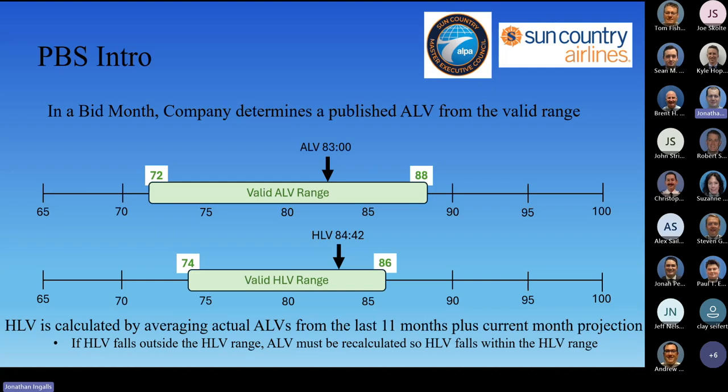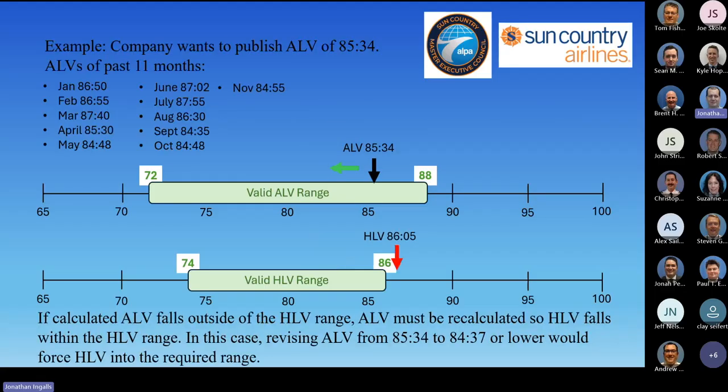Inside of that, however, is an even tighter historic line value. Think of that as the governor, and that's between 74 and 86 hours. That's to say that the airline can't just run us at 88, 88, 88, 88 all the time, or 72, 72, 72 all the time. It forces that if you're going to run on the extreme ends of the ALV, eventually you have to pull yourself back in. An example of that would look something like this.